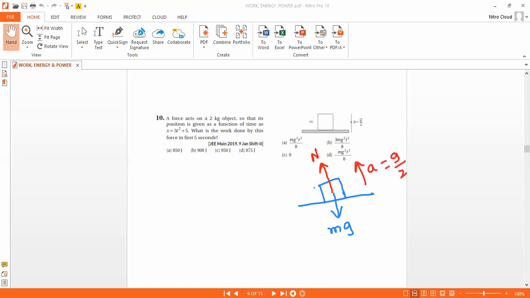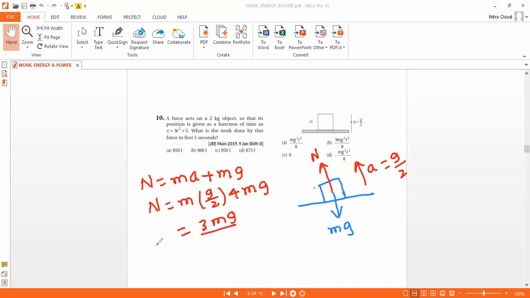Now by using the free body diagram, I can write normal force equal to ma plus mg, since it is moving up. If it is moving down, I can write mg minus ma. So N is equal to m into g by 2 plus mg, that is normal force equal to 3 mg by 2.